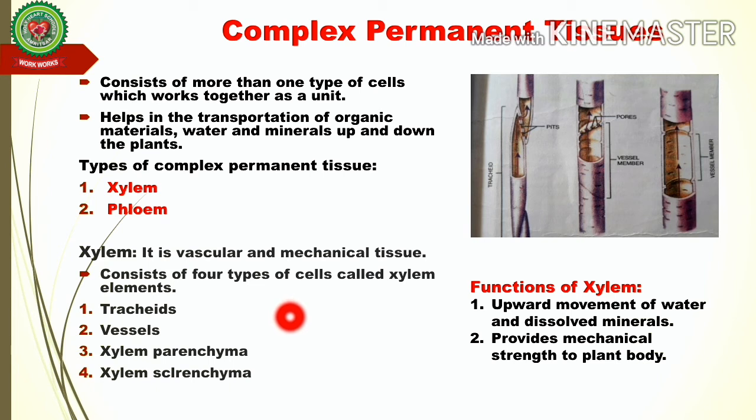Next is xylem sclerenchyma. These are also known as wood fibers. These are more elongated fibers with thick walls and narrow cavities and prevent mechanical injury. If we talk about functions of xylem, the main function of xylem is upward movement of water and dissolved minerals, which is known as ascent of sap from roots to different parts of shoots. Next, tracheids, vessels and xylem sclerenchyma provide mechanical strength to the plant body.